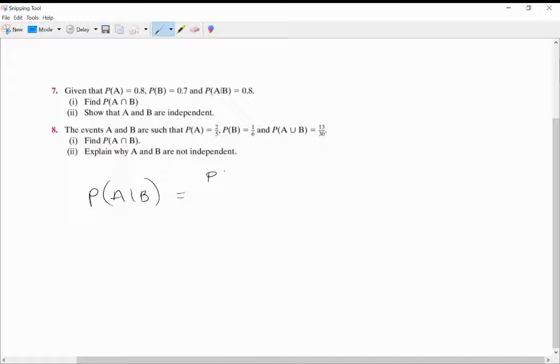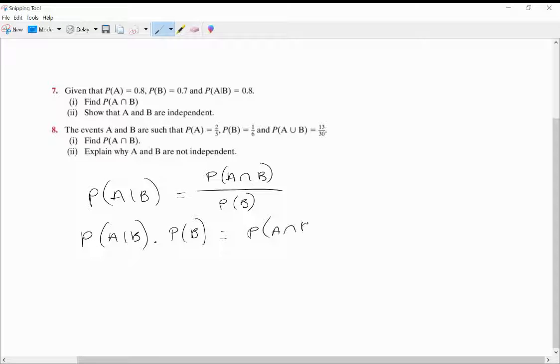So that is the probability of A intersection B divided by the probability of B. Now we already have a value for this and we have a value for B, so we can work then to find the probability of A intersection B. So probability of A given B times by the probability of B will be equal to the probability of A intersection B. So that was 0.8 multiplied by 0.7, which is going to be equal to 0.56.